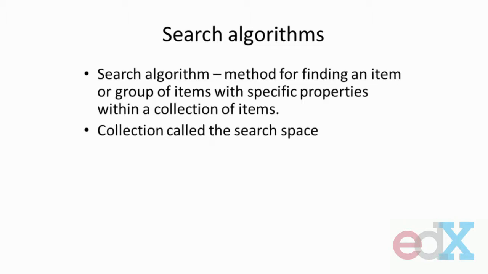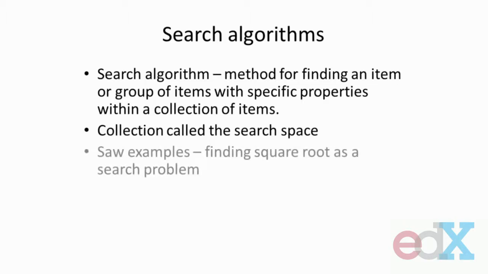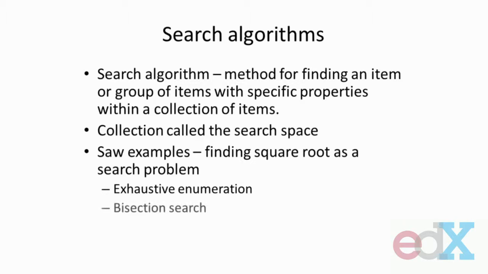We've already seen examples of this, for example, finding square roots. We saw this as a search problem. We could do it with exhaustive enumeration, where we looked at every possible element from the search space. We saw bisection search, where we cut down the problem in half each time. We saw Newton-Raphson. These are all examples of search problems. What we'd like to do now is talk about, in general, how do we do search, and what's the inherent complexity associated with doing search?